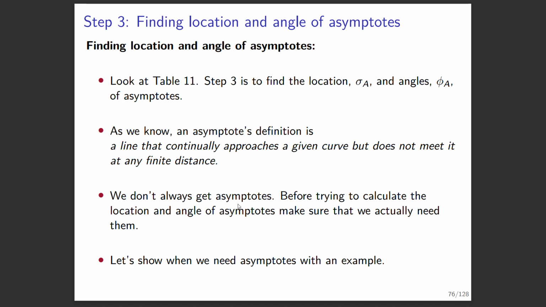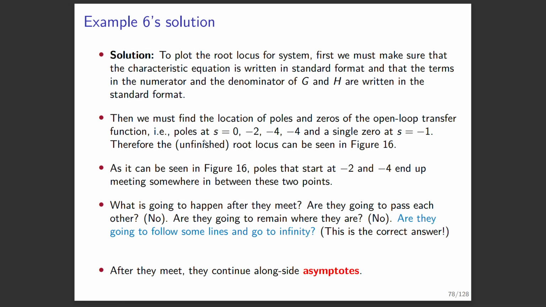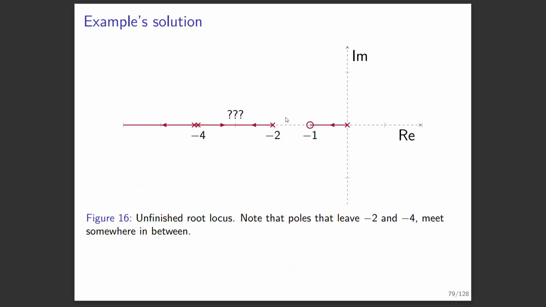Let's show when we need asymptotes with an example. Look at this system. I have g and h given to me, and I want to plot the root locus of the system. So first multiply g by h. So what are the zeros and poles of the open loop system? Well, I'm going to have the origin, -4, -4, -2, and -1. So 0, -2, -4, -4, and -1. This -1 is the zero, and the rest of them are poles. So if I locate them on the map, I'm going to have the origin, -1, -2, -4, and -4.